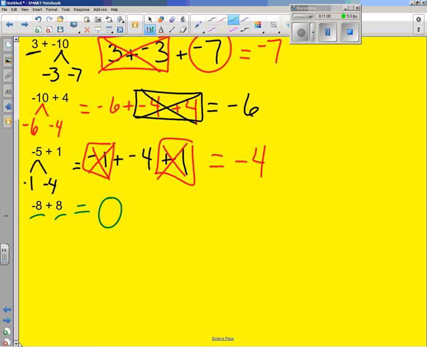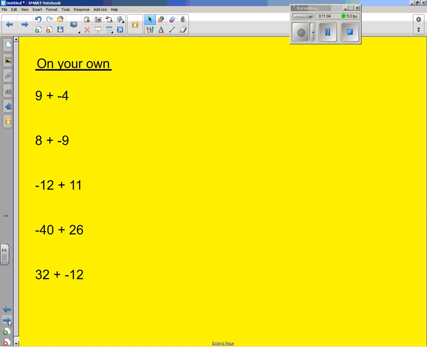0. What I'm going to do now is give you some extra ones to do on your own. I want you to try and figure out how to do these. I gave you some bigger numbers, but you go through the process exactly the same way. You need to split negative 40, for example, up into two numbers, one of which is the additive inverse of positive 26.